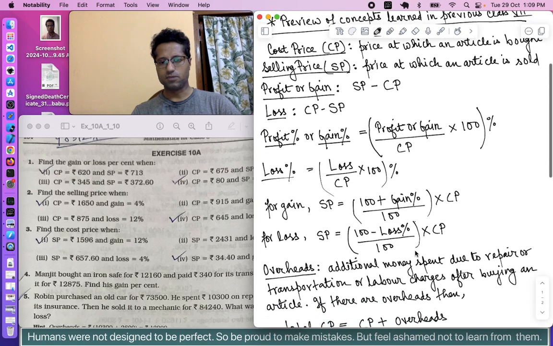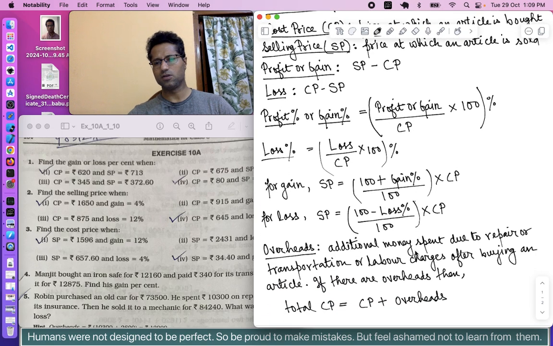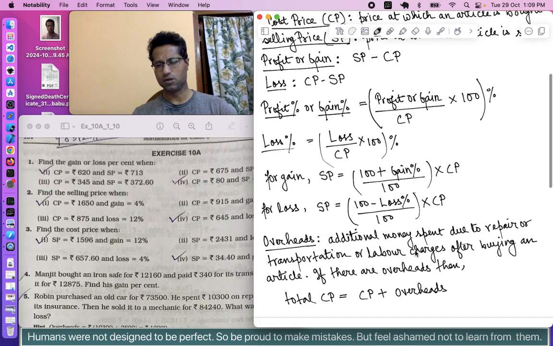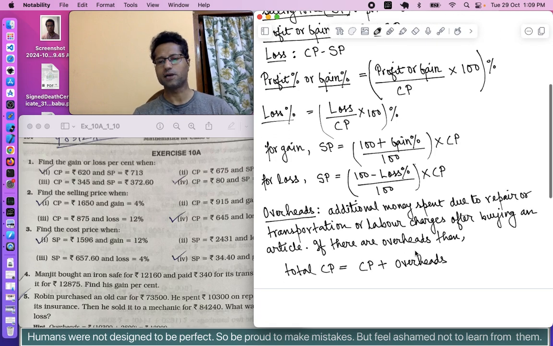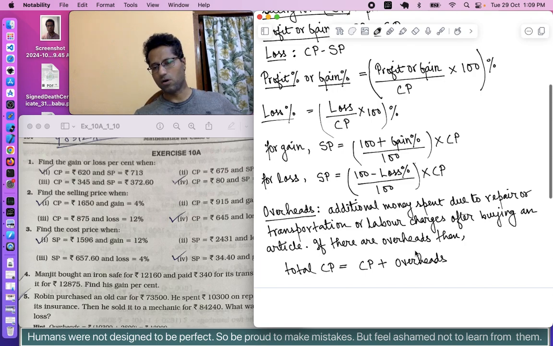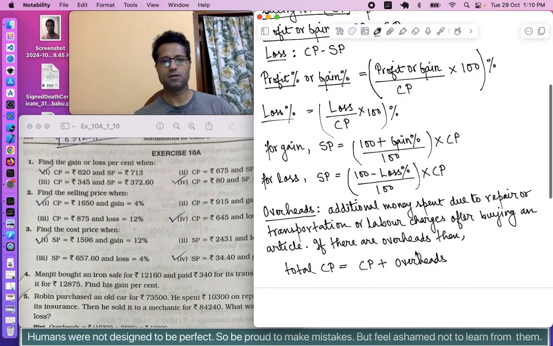Now there is another concept of overhead, which is some additional cost or money spent due to repair, transportation or labor charges after you have purchased an article. Let's say you have purchased a computer and there is a transportation cost to bring the computer from the shop to your house. All these costs are also added to the cost price. So effectively the total cost price becomes cost price plus the sum of all the overhead costs. This is a small concept you must remember.